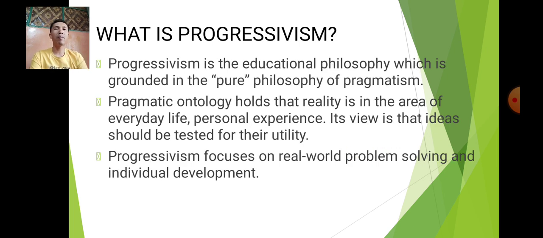Okay, what is progressivism? So we have heard the definition of progressivism. Progressivism is an educational philosophy which is grounded in the pure philosophy of pragmatism. Then pragmatic ontology holds reality in the area of everyday life, personal experience. Its view is that ideas should be tested for their utility. Progressivism focuses on real-world problems and individual development. So this progressivism philosophy in education is more on learning by doing. Meaning what you learn, you will apply it in a real life situation.